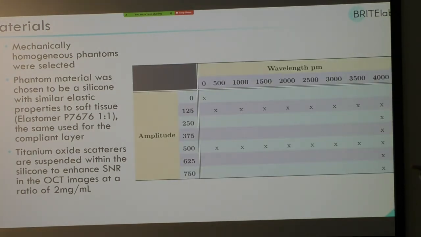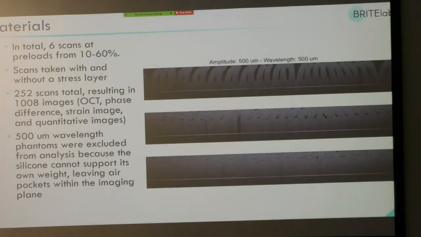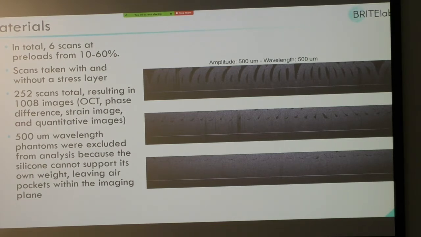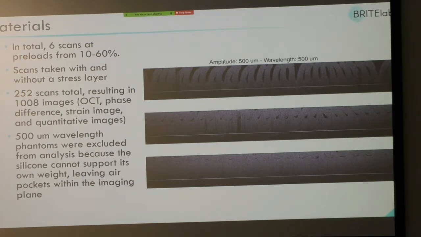with amplitudes ranging from 0 to 750 micron, and wavelengths from 0 to 4 mm. For each of these phantoms, I did 6 scans total at different preloads from 10 to 60%, both with and without a layer. This resulted in 252 scans, and then subsequently there are at least 4 images generated for each of these scans: the OCT image, the phase difference, the strain image, and the quantitative image.